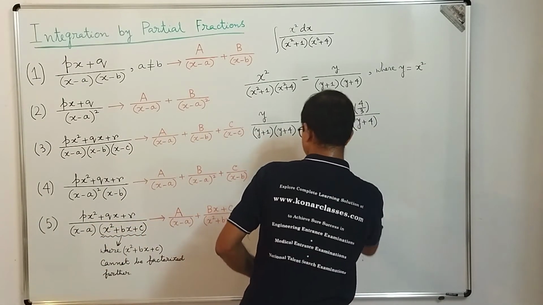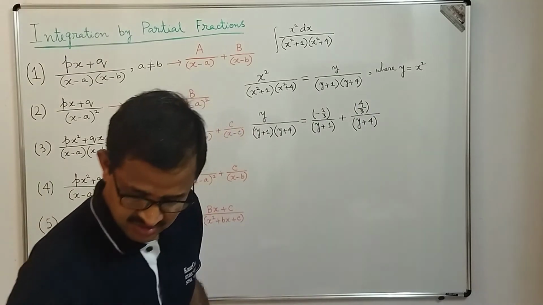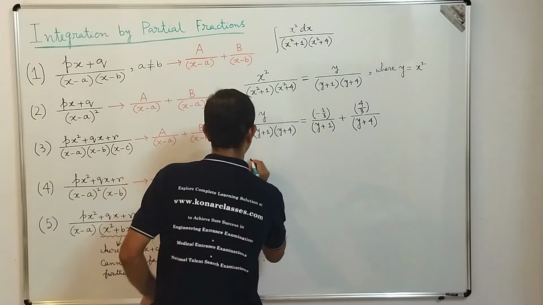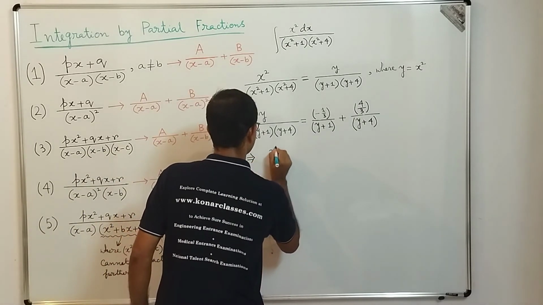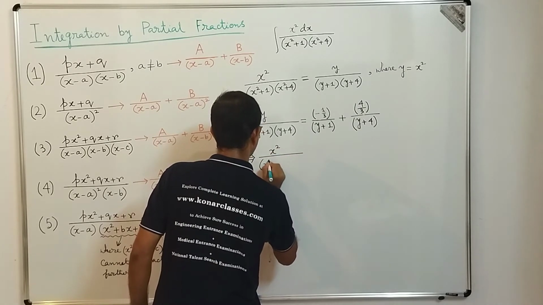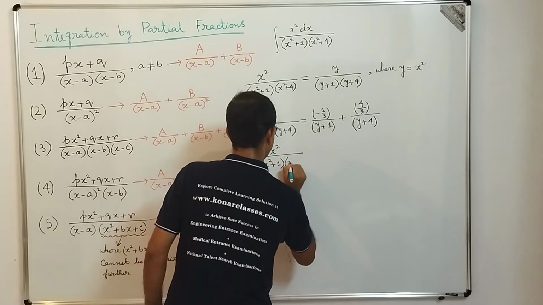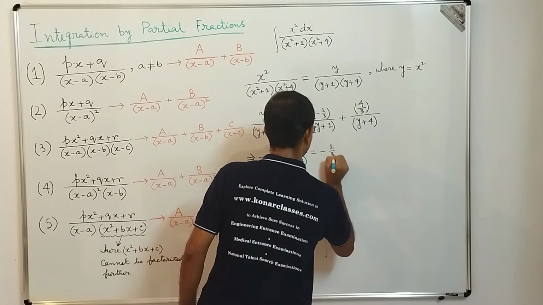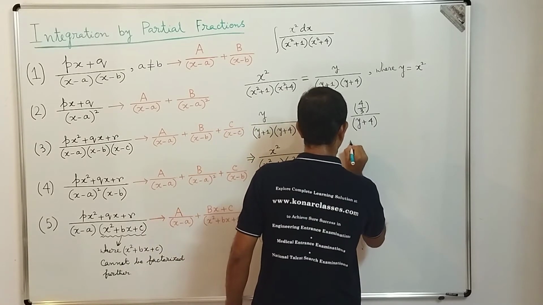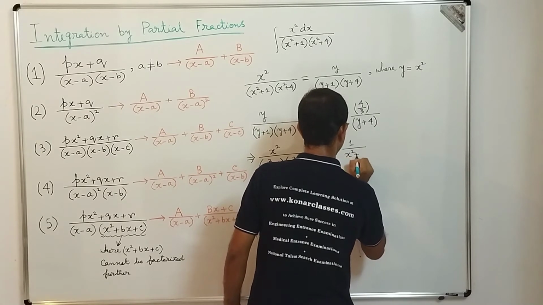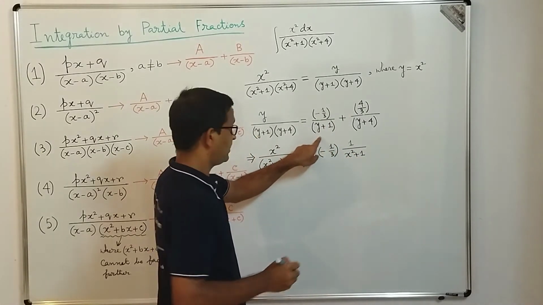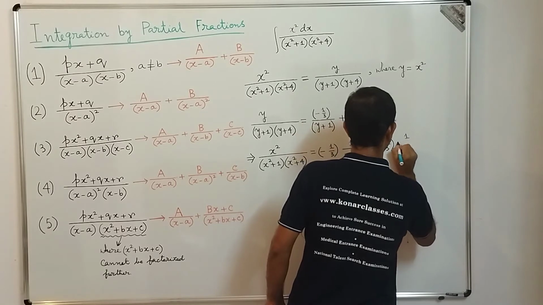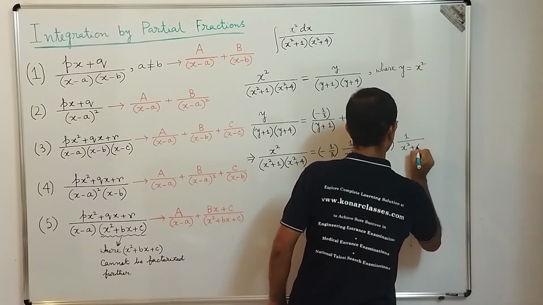So what we get here, dear students, is that if we replace the value of y as x square, this implies x square divided by (x square plus 1) into (x square plus 4) is equal to minus 1 by 3 into 1 by (x square plus 1), because y is equal to x square, plus 4 by 3 into 1 by (x square plus 4).